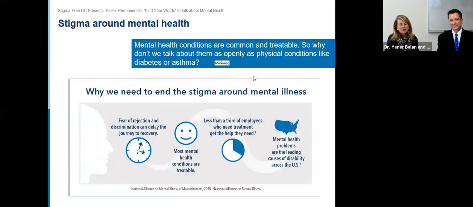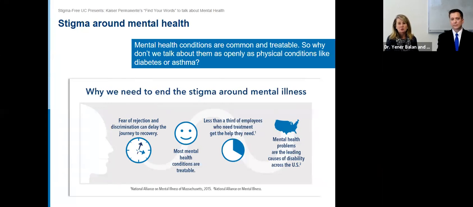So as Yener said, and as the previous slides show, there is a high prevalence of mental health conditions. 1 in 5 Americans. Mental health conditions are treatable, yet a very small percentage of individuals actually access treatment. So why is that? Mental health stigma definitely is an important factor in that. There are negative stereotypes about mental illness or individuals with mental illness. We're going to talk about some of the myths and misperceptions in a few minutes. But individuals with mental illness often fear rejection. They fear negative repercussions in the workplace.